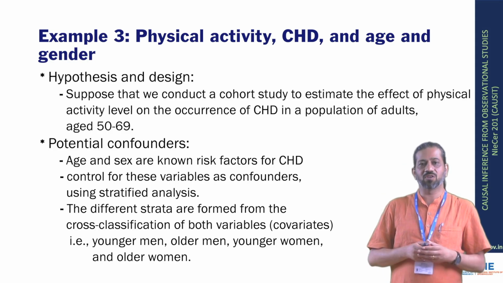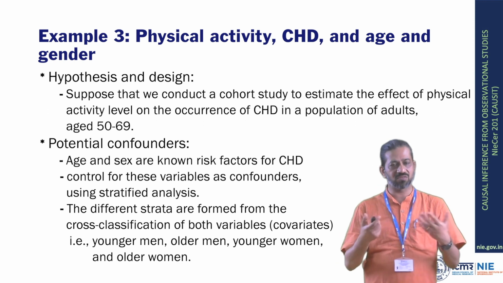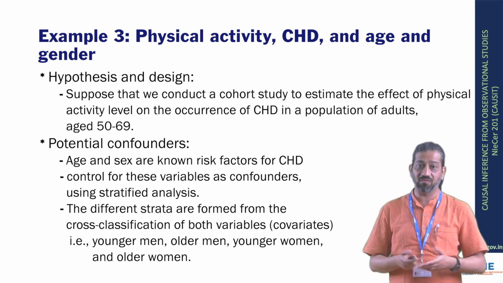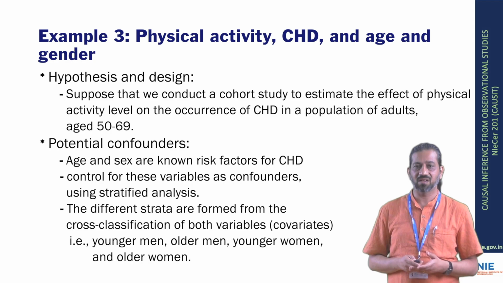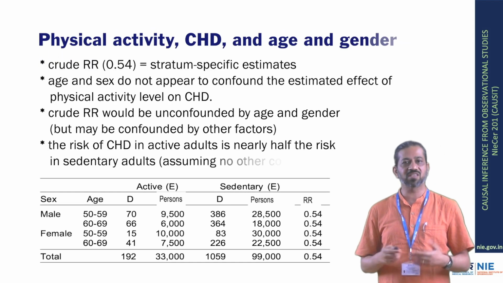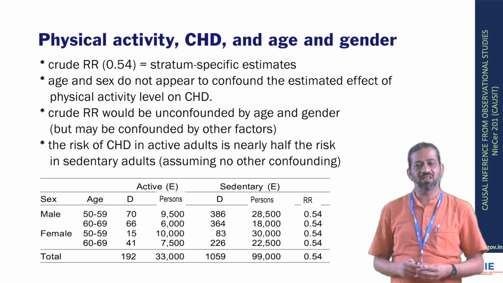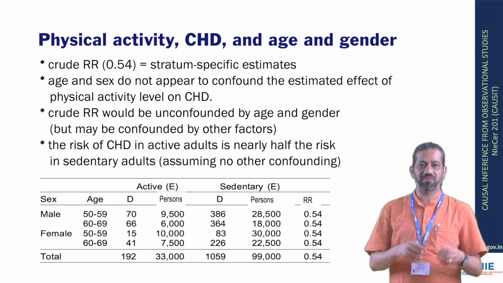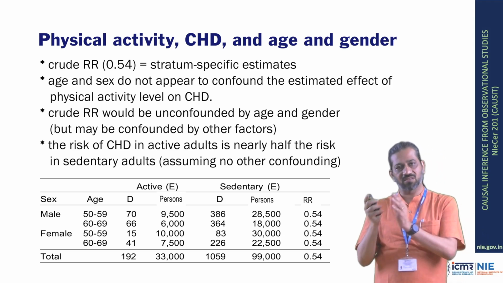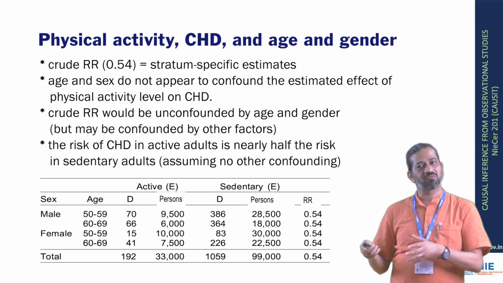And so we would want to control for these two variables and identify whether they are actually confounders or not. And if they are, we would want to adjust for them. So for this purpose, as you can see here, first we calculated the crude risk ratio for the effect of physical activity on CHD. The crude risk ratio is 0.54.